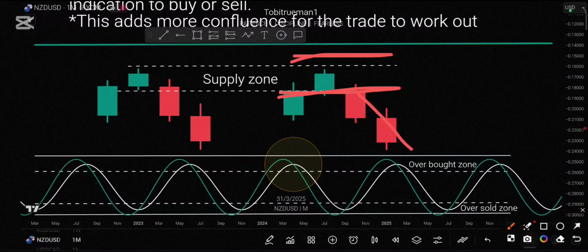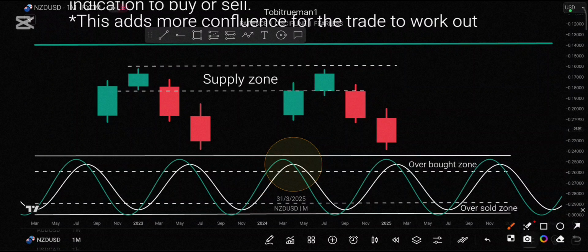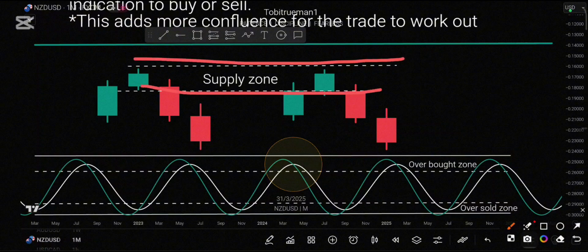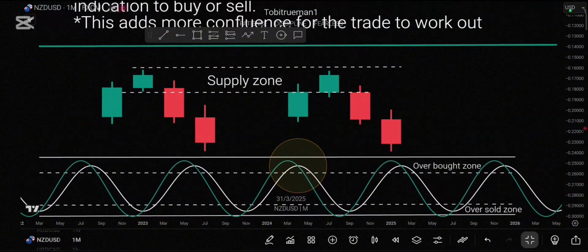And we can see most of the time that this green line is going to cross over the red line when it gets inside this overbought zone. When that happens, we are more confident that there's a high chance this trade is going to play out, that this supply zone is going to hold and the trade is not going to fail. So that is just how it plays out. It's going to play out most of the time.